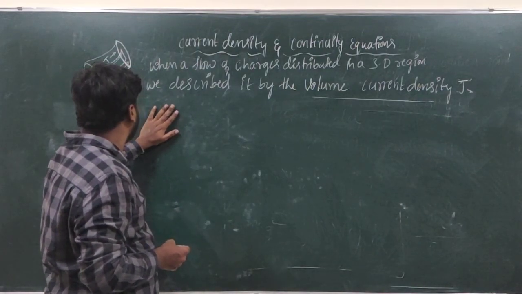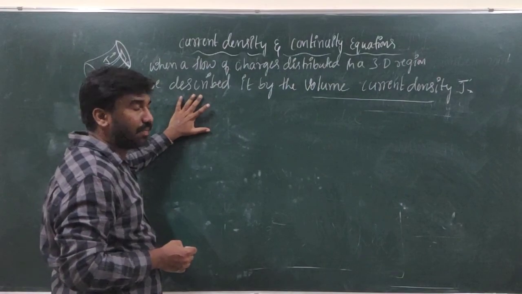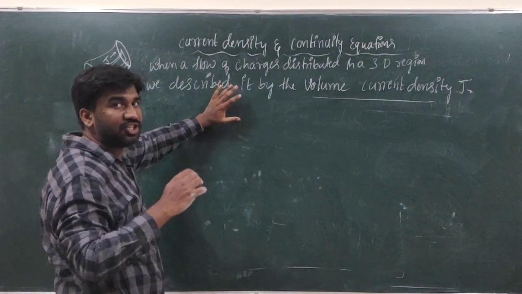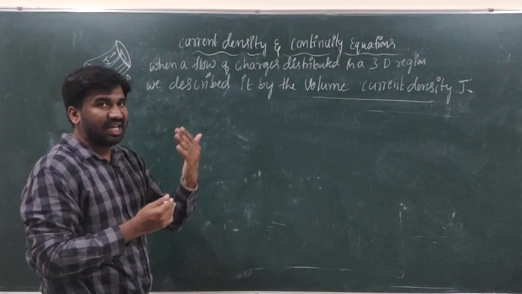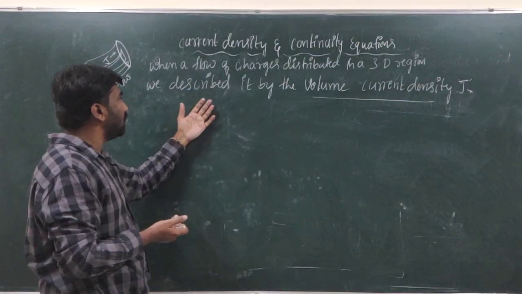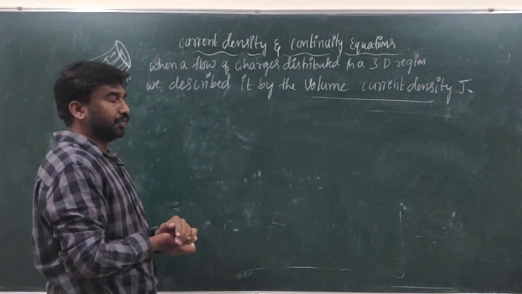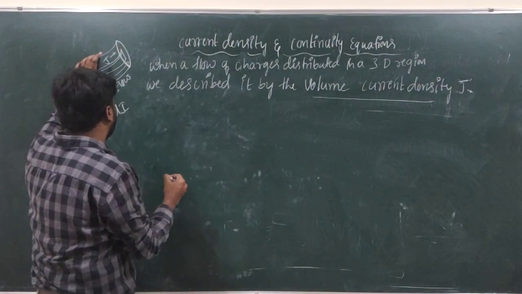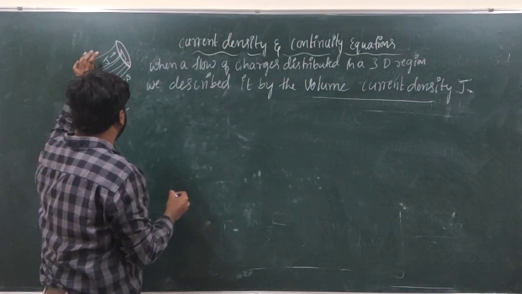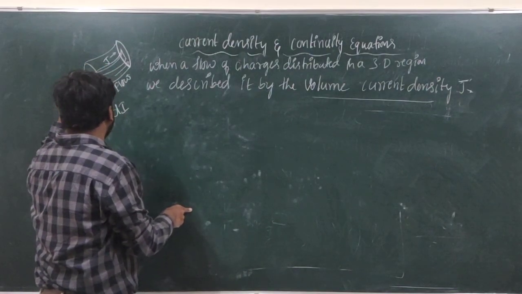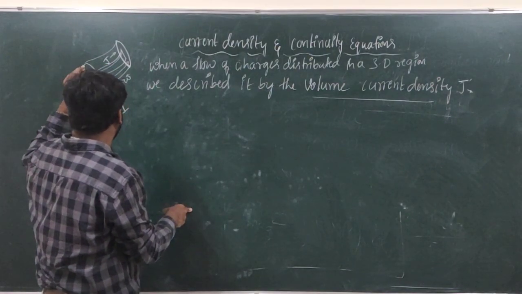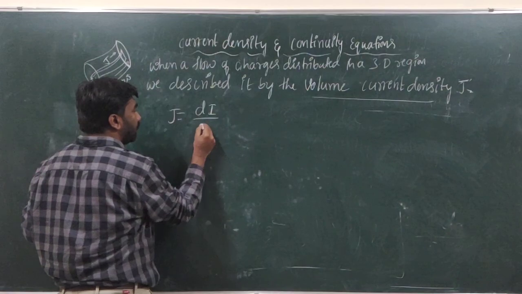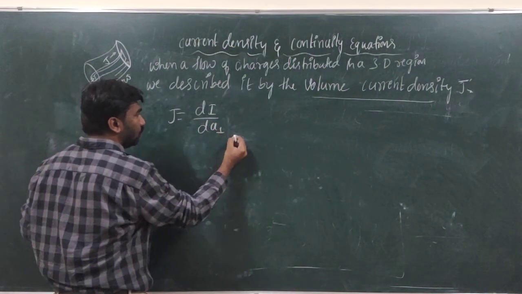So here I am going to discuss the volume current density J. When a flow of charges, which is nothing but electrons, is distributed in a three-dimensional region, we describe it by the volume current density J. Suppose di is the current in this three-dimensional volume element, and dA is the area perpendicular to the flow. Then the current density J is equal to di divided by dA perpendicular to flow.